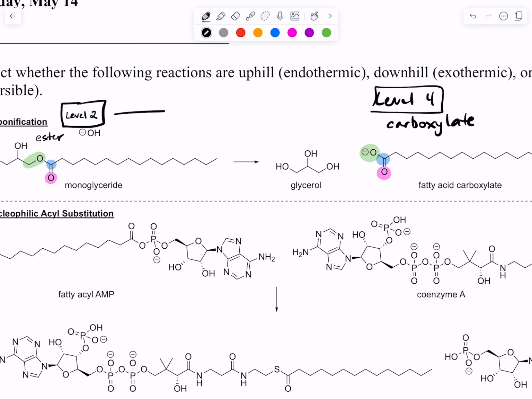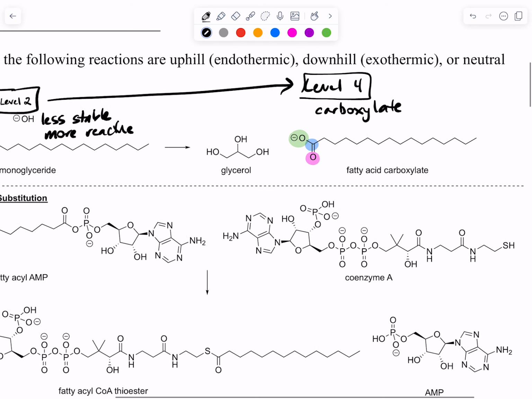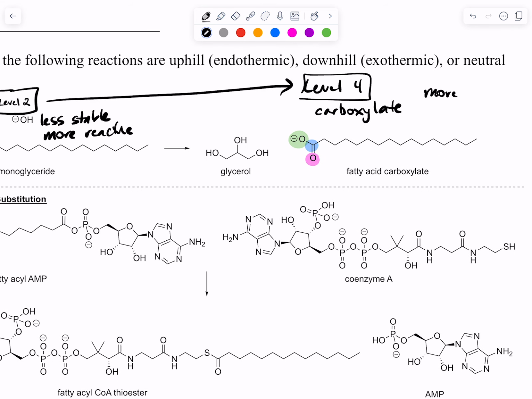to level 4, do you anticipate that being downhill, uphill, or neutral? Downhill. Because you go from something that is less stable, more reactive, to something that is more stable or alternatively less reactive. All right, so that's very downhill in energy. Good.